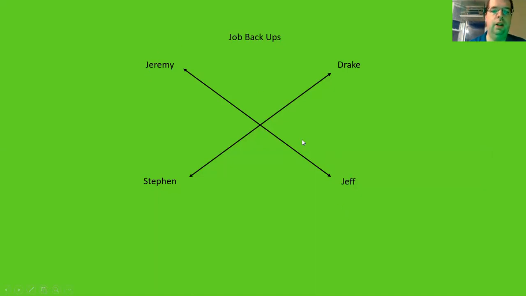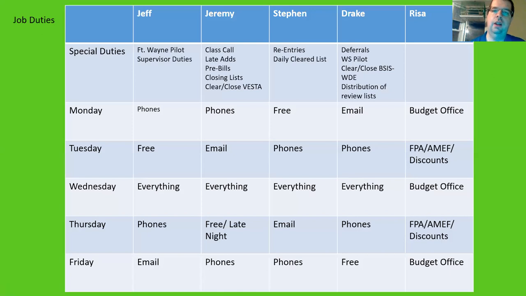If Jeremy's gone, Jeff takes over, and then Drake and Steven. So if Steven's gone, Drake takes over his responsibilities. If Drake is gone, Steven. But even so, there's an expectation that everyone be at least proficient in all these different special tasks, so that no matter who is gone that particular day, there is potential coverage.